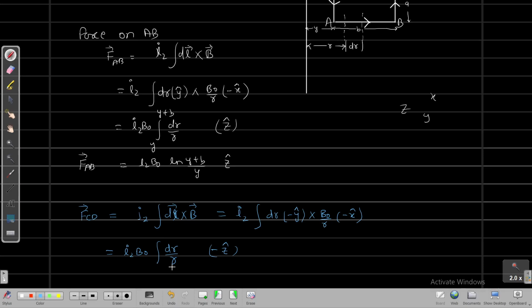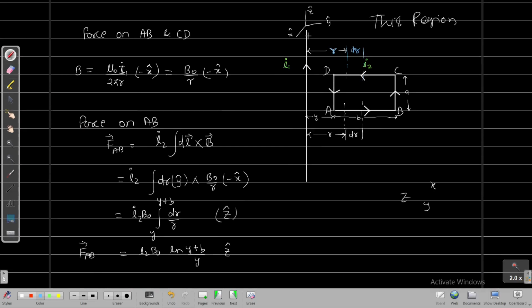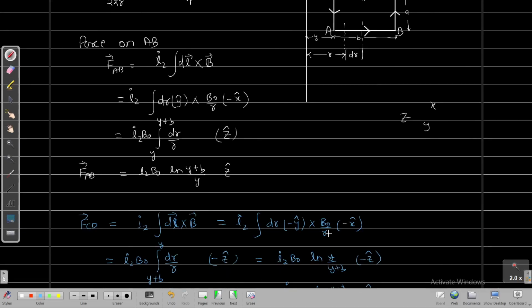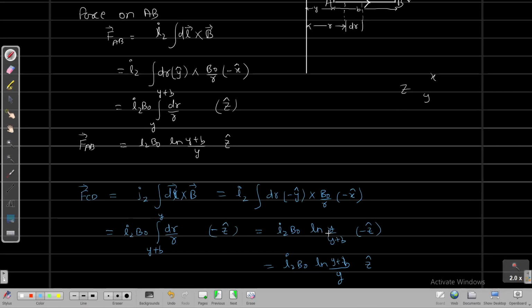Now what is the choice of limit of integration? Let me tell you again, we are going from the z axis to the point C while we consider an infinitesimal element, but the current is going from C to D. So if you are taking, let's say, the limits from y plus b to y, what is the problem here? Let's find out: I mu naught ln y over y plus b times minus z cap, which is equal to I mu naught ln y plus b over y times z cap, because we just take an inverse, so ln 1 upon x is equal to minus ln x, you know this property.